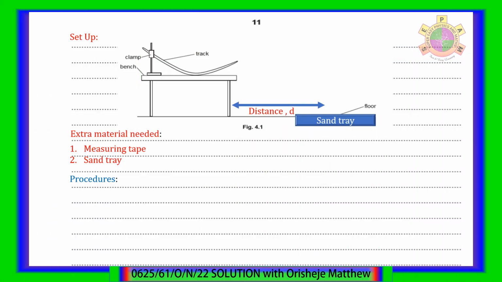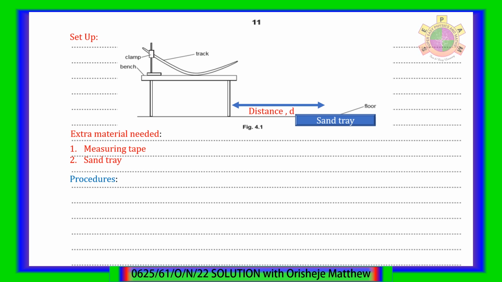So we have this. This is the setup. You have the plastic, you have the clamp, so the setup is there. But what I'm going to add now, I need the sand tray so that when the ball drops, I can get the position where it strikes the sand tray here. Then I will measure the distance from the leg of the bench.